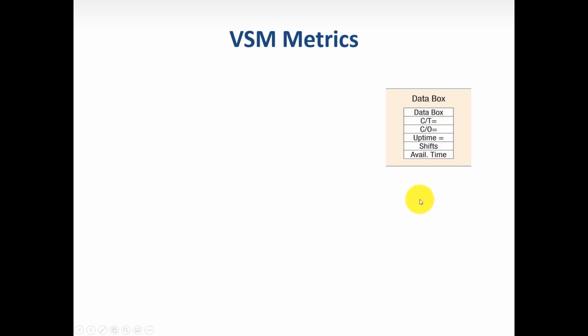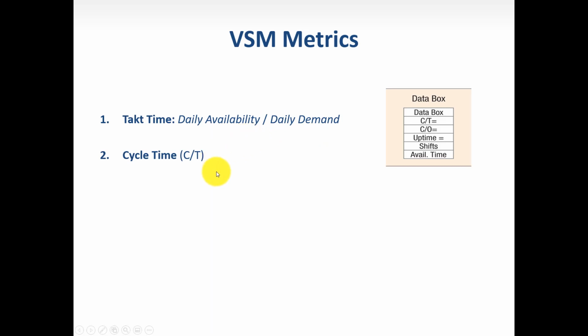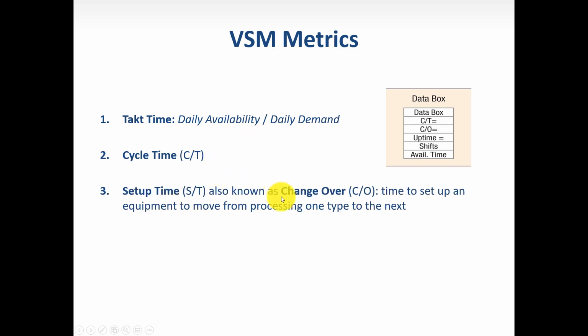Okay, so just having a closer look at the type of data that we can have in the data box. We might have takt time, which is daily availability divided by daily demand. So that is the rate or the heartbeat of the production floor based on what is demanded and based on what is available. You have cycle times, you have setup times, also known as changeovers. So here be careful because sometimes you have ST or CO. That is the reason why.